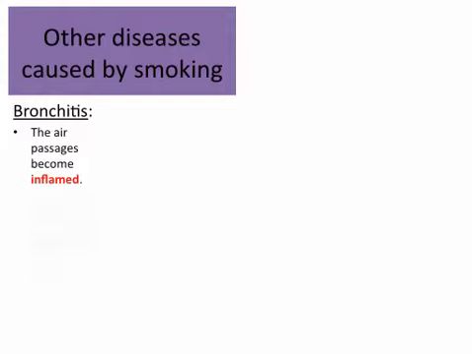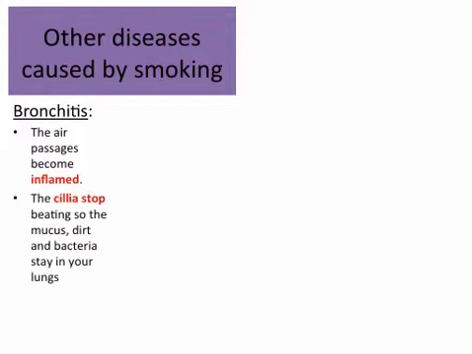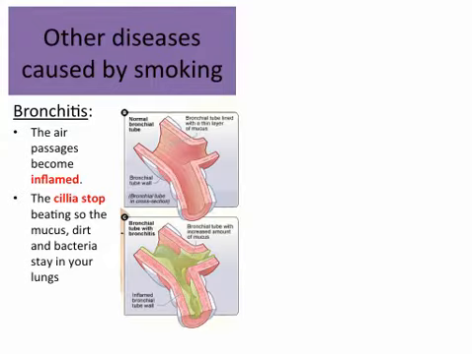Smoking also causes some other diseases, for example, bronchitis. The air passages become inflamed or irritated, and the cilia stop beating. This means that the mucus, with all the dirt and bacteria, build up and stay in your lungs. The top picture shows a normal bronchial tube, the bottom picture shows one with bronchitis. As you can see, there's a lot of mucus there.